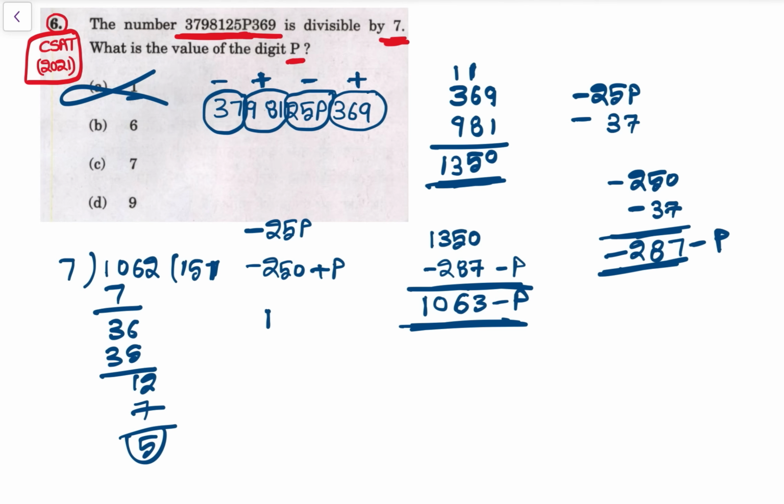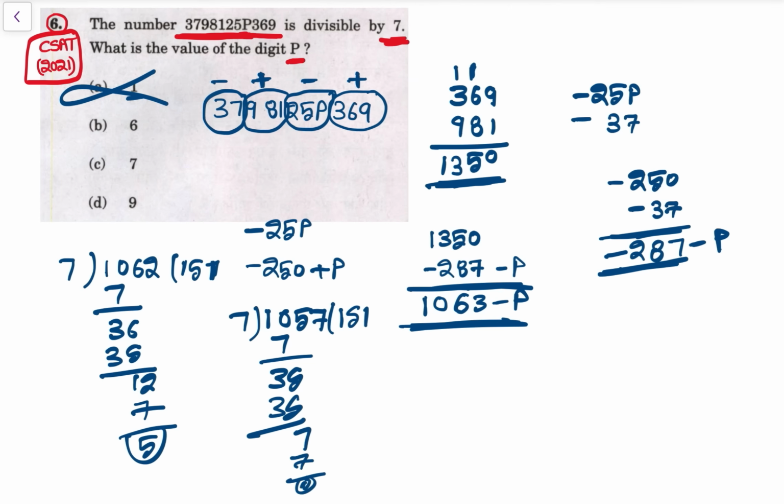So then do 1063 minus 6, so that would be 1057. 1057, then divided by 7, 7 ones are 7, 3 5, 7 5s are 35, then 7, 7 ones are 7, so 151, remainder 0. Yes, p is equal to 6, it is giving 0. With option verification we can easily do it.